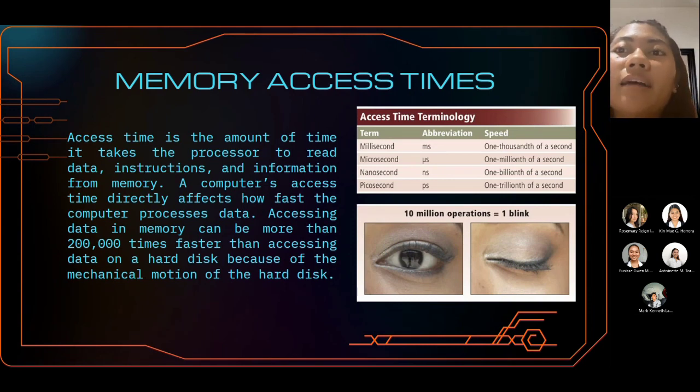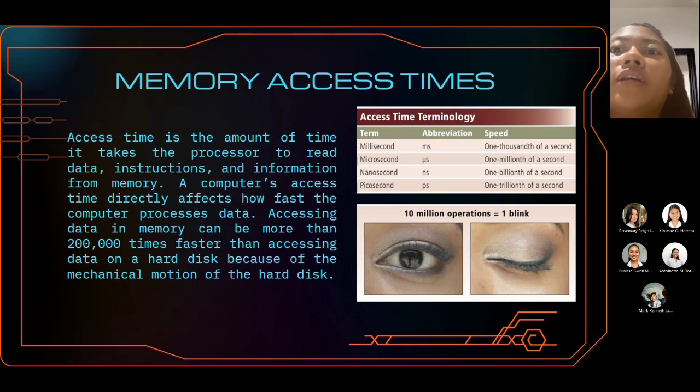Memory access times. Access time is the amount of time it takes the processor to read data, instructions, and information from memory. A computer's access time directly affects how fast the computer processes data. Accessing data in memory can be more than 200,000 times faster than accessing data on the hard disk because of the mechanical motion of the hard disk.